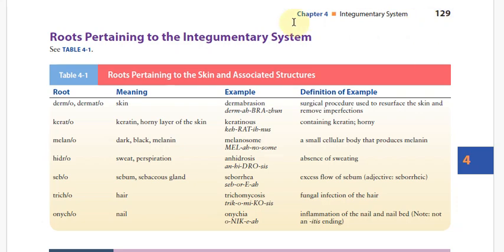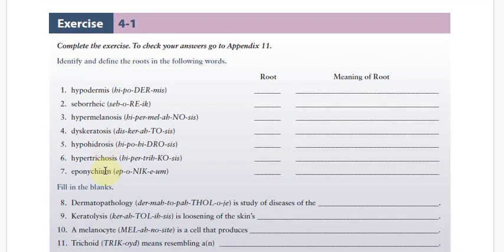On page 129, you have a table, roots pertaining to the integumentary system. Derm means skin. Another one, for example, melano means dark or black. Hydro, I've already told you about this, means sweat, perspiration. Onycho, we had it in the pretest section. Nail. Now please work on the table, and also here we have exercise 4.1. Work on it. If you have any problem, you can check the answers in the answer key section.